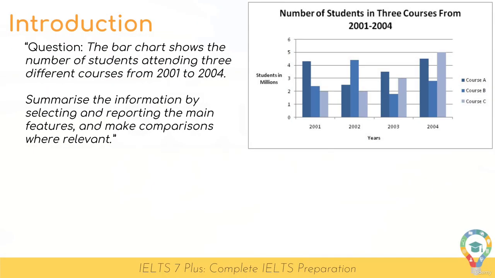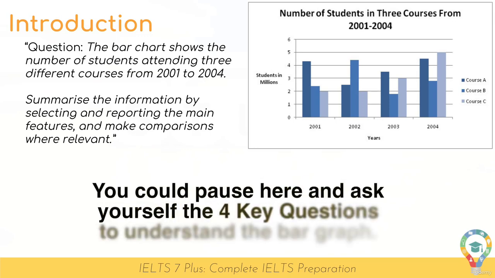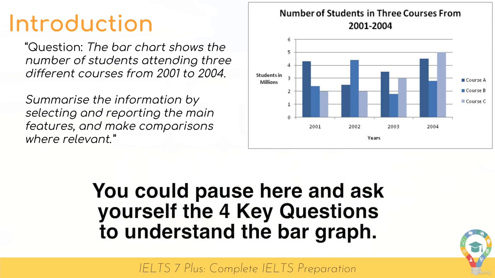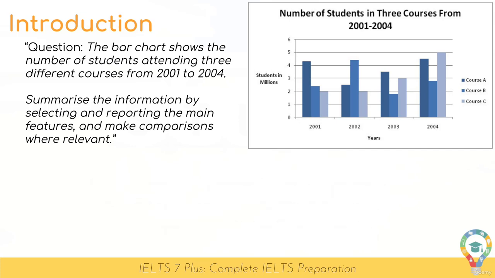Here is a Task 1 question. The bar chart shows the number of students attending 3 different courses from 2001 to 2004. Summarize the information by selecting and reporting the main features and make comparisons where relevant.